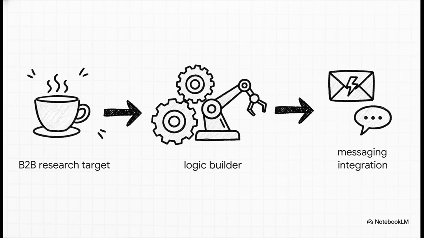It analyzes their business model, realizes they rely heavily on subscriptions, and instantly drafts an email pitching a WhatsApp integration to manage those exact subscriptions. You set the logic up once, and it just runs continuously in the background.